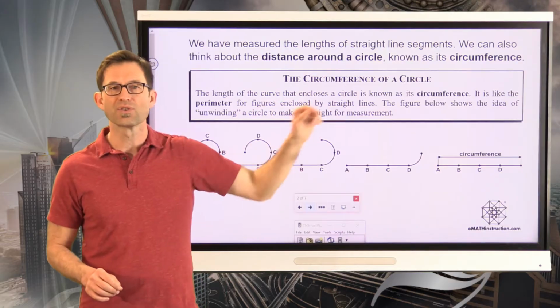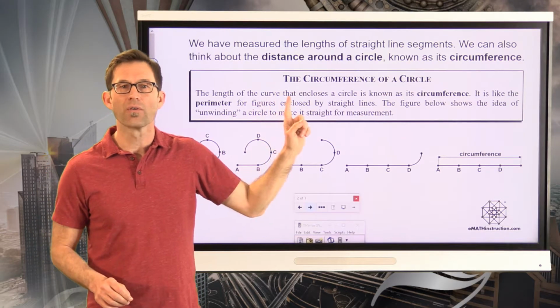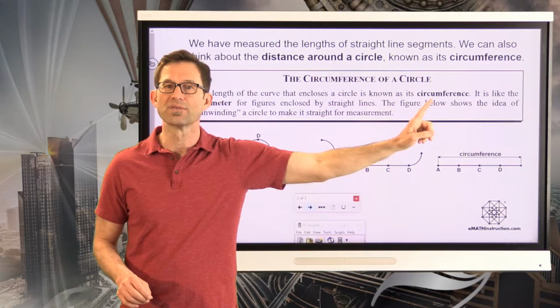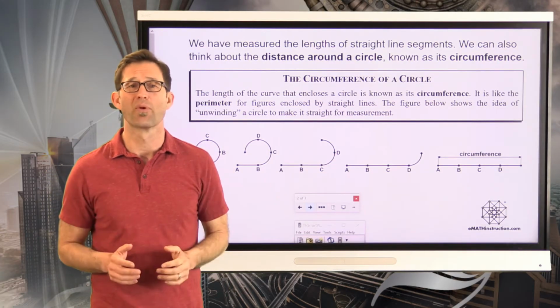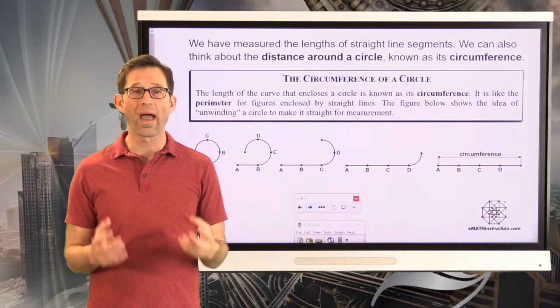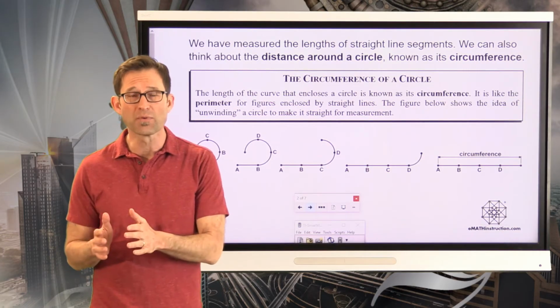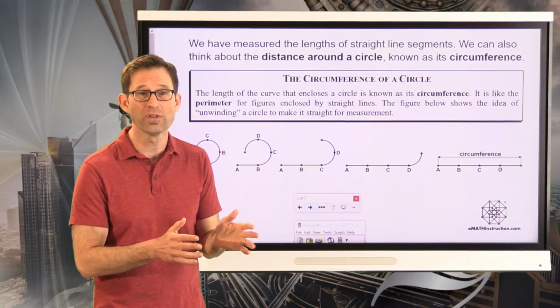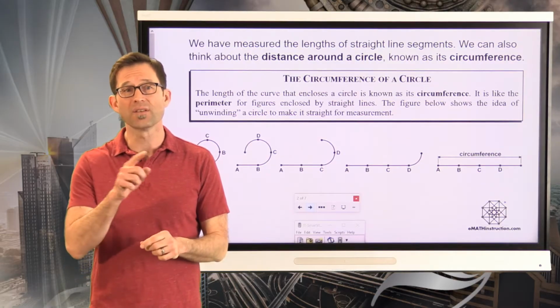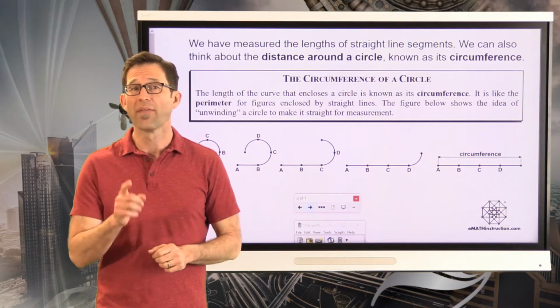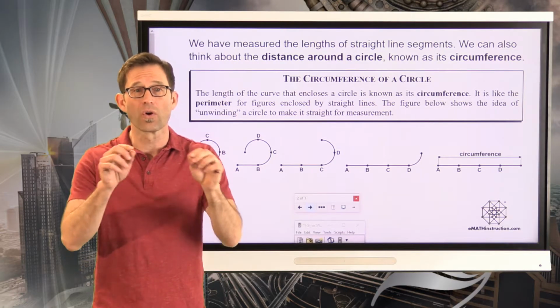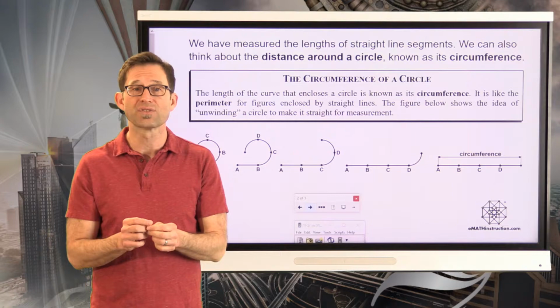The length of the curve that encloses a circle is known as its circumference. It is like the perimeter. It is basically identical to perimeter. It is the distance around a circle. The only difference between perimeter and circumference is that the perimeter is the sum of straight line segments that enclose polygons, and the circumference is the length of the curve that encloses a circle.